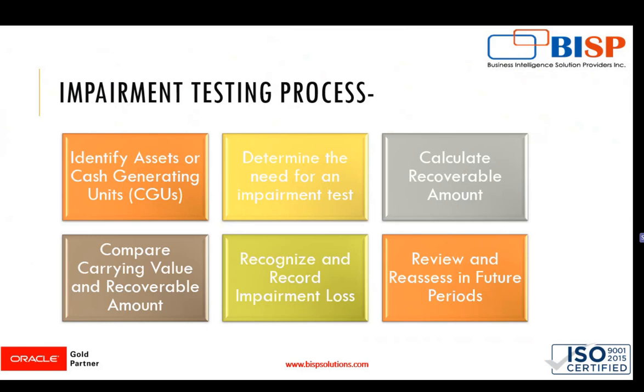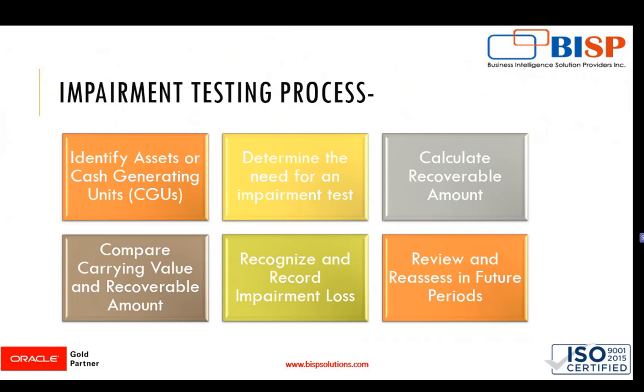Then comes our impairment test process. The impairment testing process is used to determine if the carrying value of an asset or group of assets, like a cash generating unit, exceeds its recoverable amount, indicating that it may be impaired.